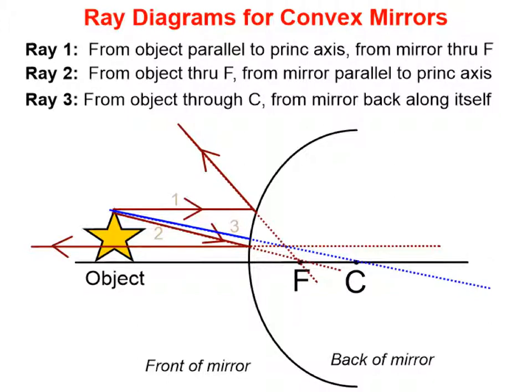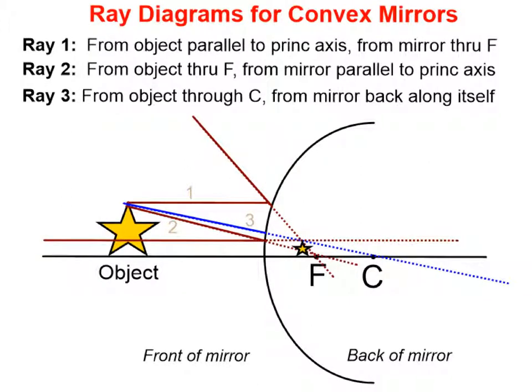At this point, can you see where the image is going to be? The image is going to be the point at which all three of these rays intersect, and you can see that right here. They are all intersecting at that point. So here is our image. Right there, it is upright, it is diminished, and it is definitely a virtual image, not a real image.